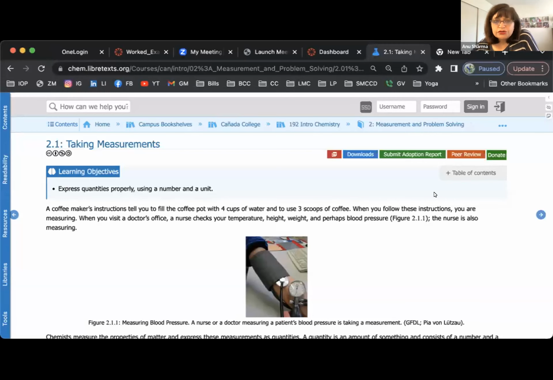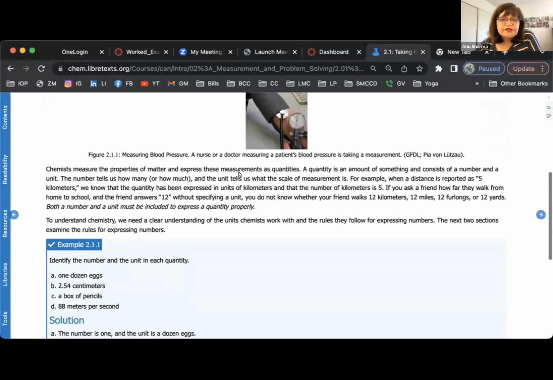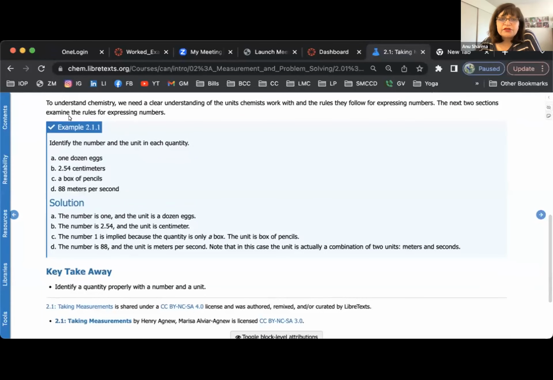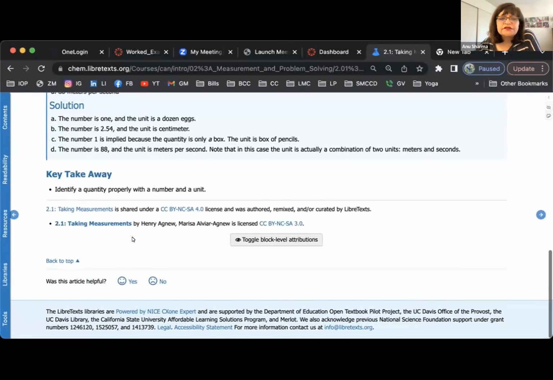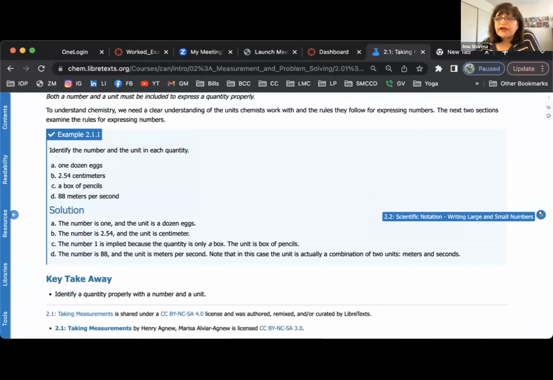So now we are going to do the exercise problems from chapter 2 on Libre text, book by Tro. So this is chapter 2, taking measurements. Here, these example questions, as I said, are your homework questions, but the exercise problems are mine.